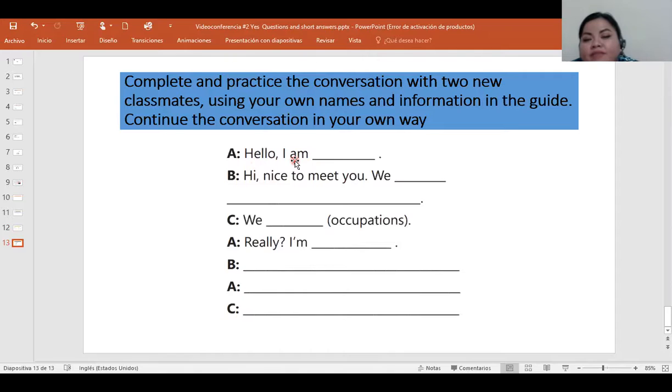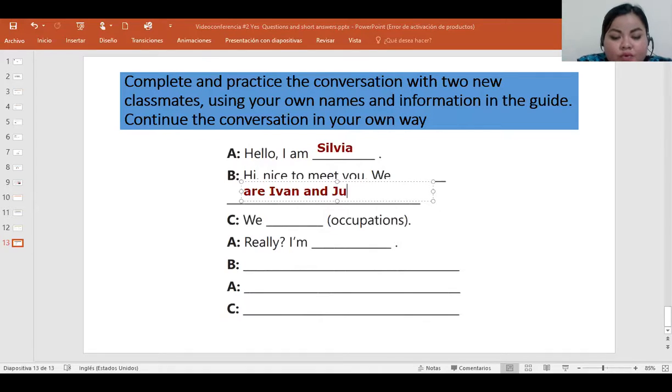If I say, hello, I am Sylvia. Hi, nice to meet you. This is an example, right? We are teachers. I can say, we are Claudia and Sylvia. We are teachers. Really? I'm an engineer, right? And then here you can put more information about that conversation. Este es un ejemplo que podemos poner. For example, aquí. Hello, I am Sylvia. Hi, nice to meet you. We are doctors. We are Ivan and Julio.